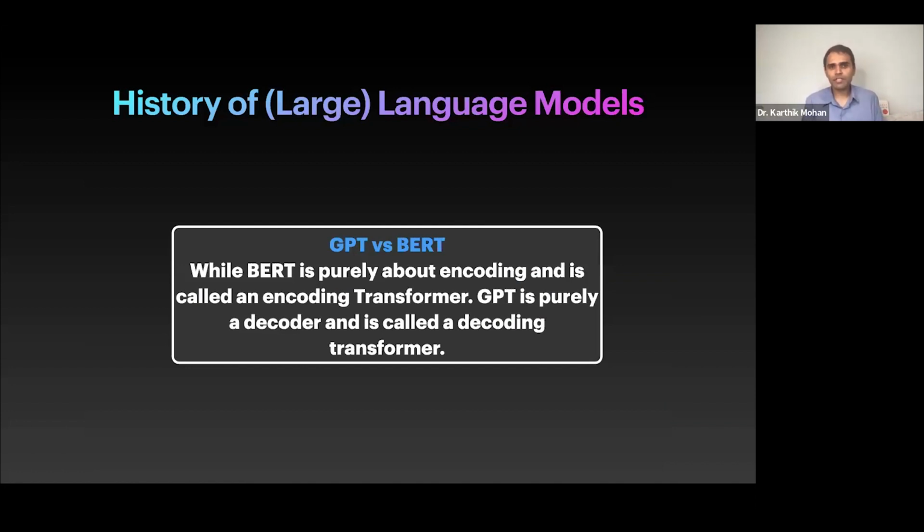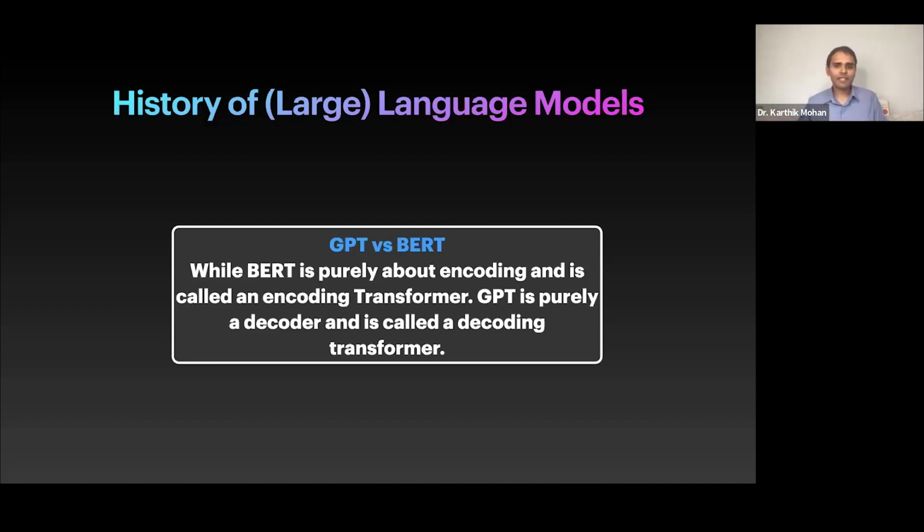GPT versus BERT: while BERT is purely about encoding, and is called an encoding transformer, GPT is purely a decoder, and is called a decoding transformer. You need a decoding transformer to generate. But people thought you needed an encoding transformer to discriminate and understand. It turns out GPT-3 and GPT 3.5 completely changed the game. They said, we can do away with encoding. Let's just use a decoder. It'll generate, it'll understand, it'll reason, it'll do everything that we need. Let's just go with GPT.